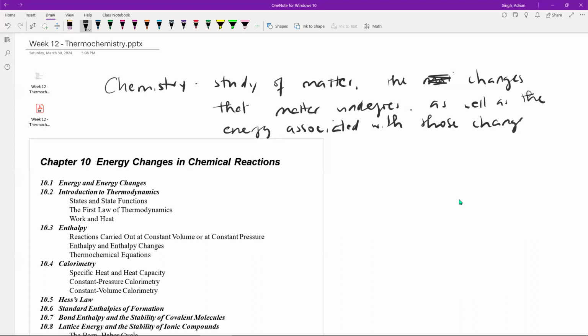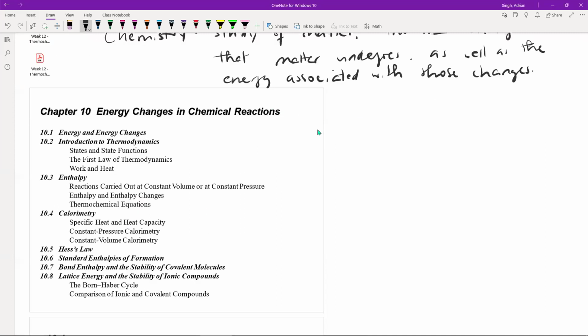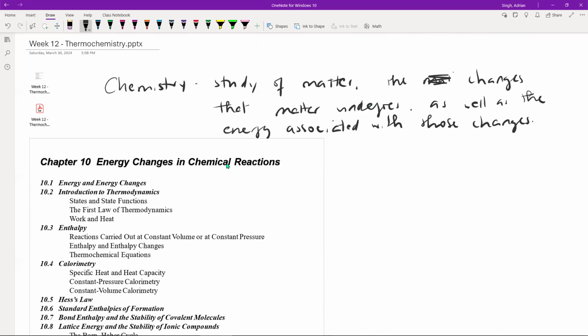So in the first few weeks of our class, we talked a lot about the study of matter, what matter actually is. In the recent sections, we looked at the changes that matter undergoes, which are your chemical changes or chemical reactions. And now we're going to take a look at the energy that is associated with those chemical changes and those chemical processes. So that's a big part of chemistry. And the study of that we'll define here in a little bit. That's commonly referred to as thermochemistry when we look at it in terms of heat changes.